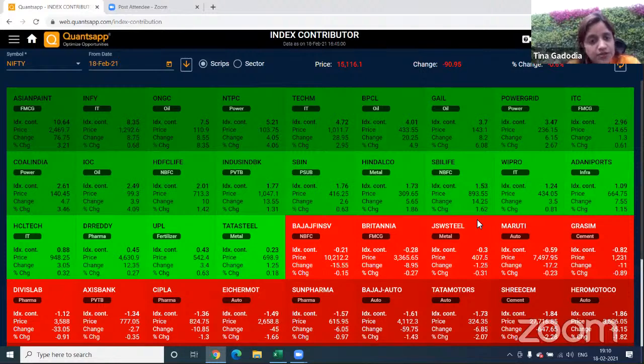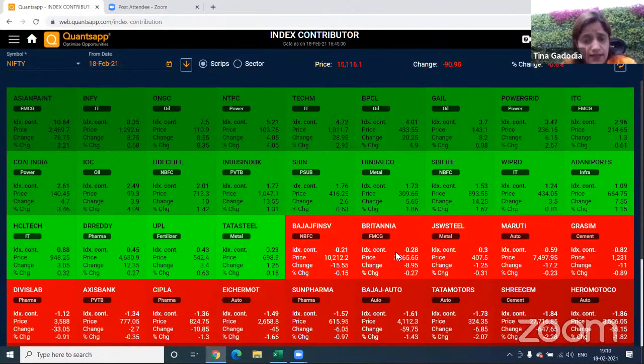So index contribution doesn't just mean reading who is contributing how much. You need to also understand how the contribution is varying. Is it completely on the green side, completely on the red side? Is it a mix? If there's a mix, then which sectors are performing and which sectors are not performing?